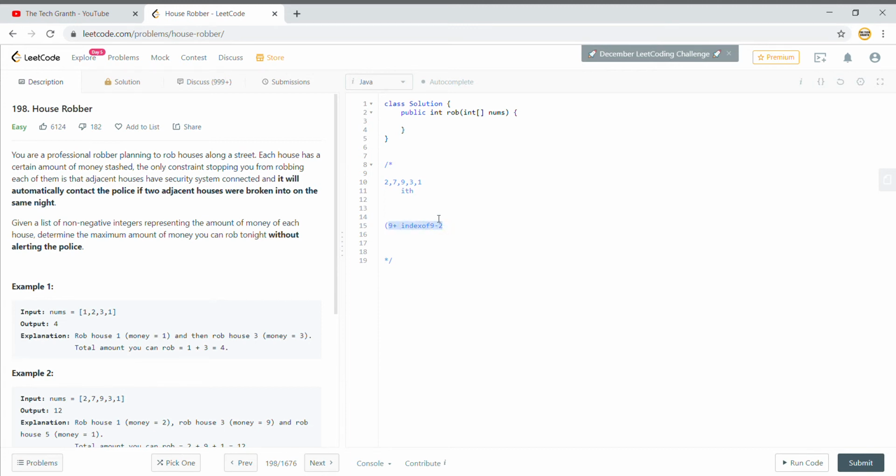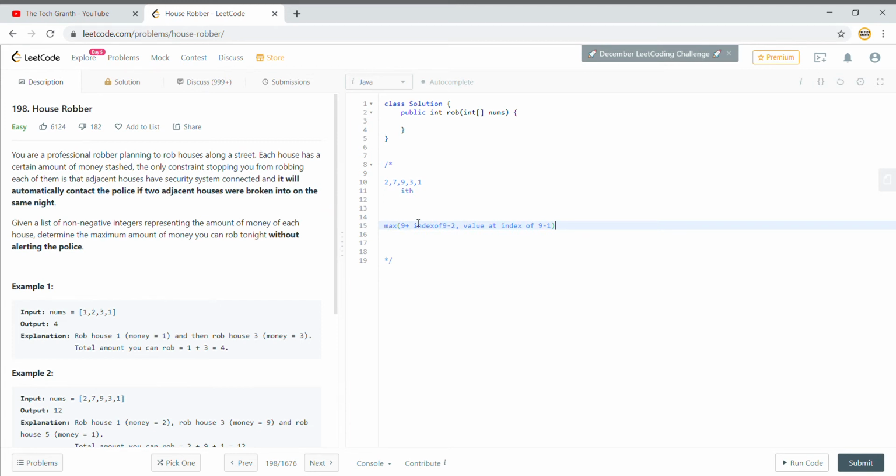Now if I don't rob this house, then the value is whatever the maximum value I got at index i minus 1. That will be the amount of money I will have robbed. Finally, the maximum amount of money I can rob will be the max of these two cases.